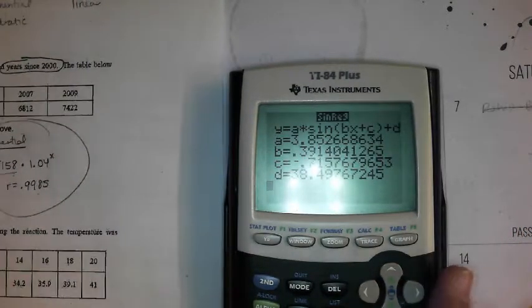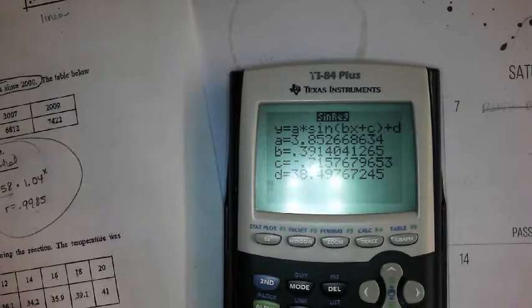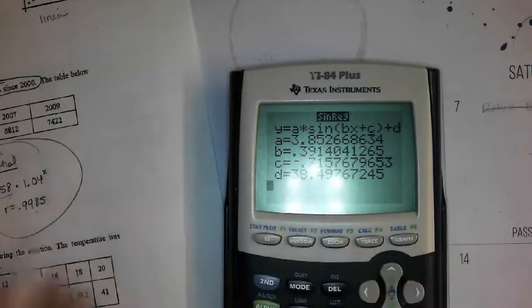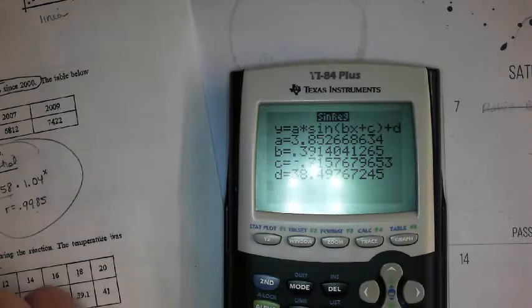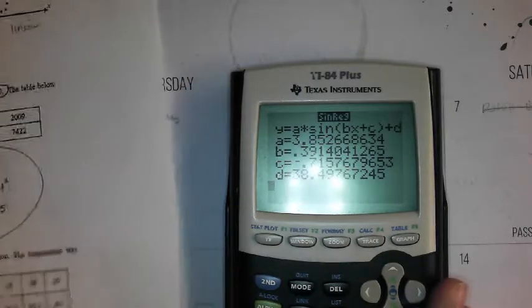So I'll round everything to the nearest tenth. So I will write y equals 3.9 is my A, sine, parentheses, b is 0.4, x, plus a negative 0.7 is going to be minus 0.7, close parentheses, plus the d value of 38.5. Great.